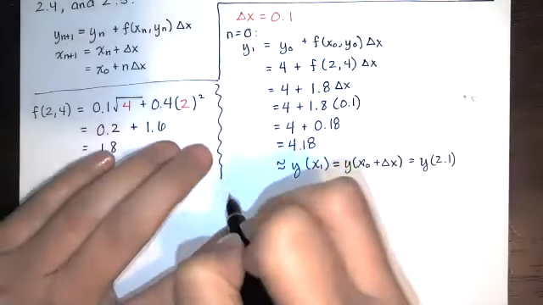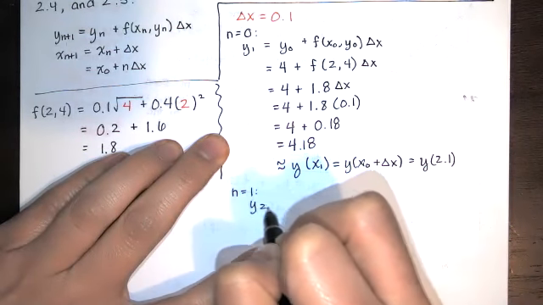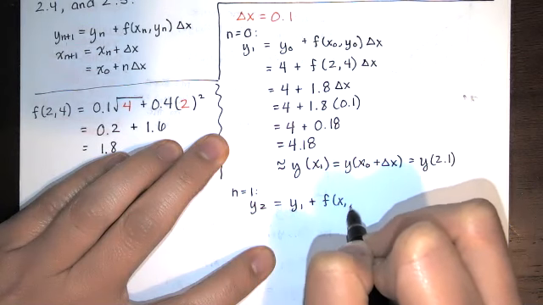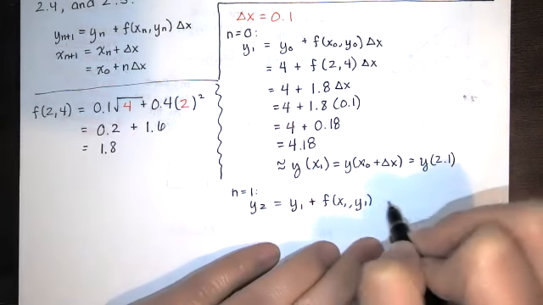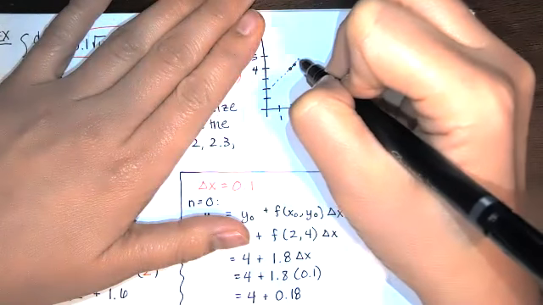Okay, now let's do it again. When n equals 1, we'll have y sub 2 is equal to the last y value plus the slope at that last xy pair times delta x. So again, all we did the first time was we found a tangent line here.